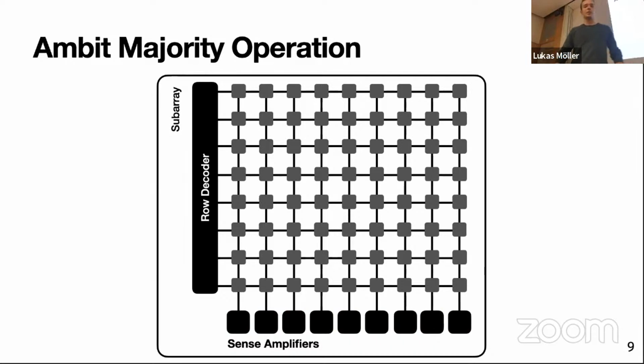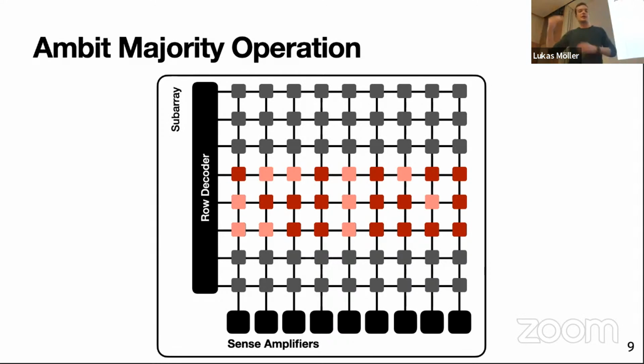Then we have Ambit. Ambit does something pretty similar. It does a so-called triple row activation. Instead of activating 2 rows after each other, we activate 3 rows after each other without precharging in between. That means that effectively we're connecting all of these capacitors with each other in each row. So in this example, we would be connecting directly 3 of the DRAM cells with each other.